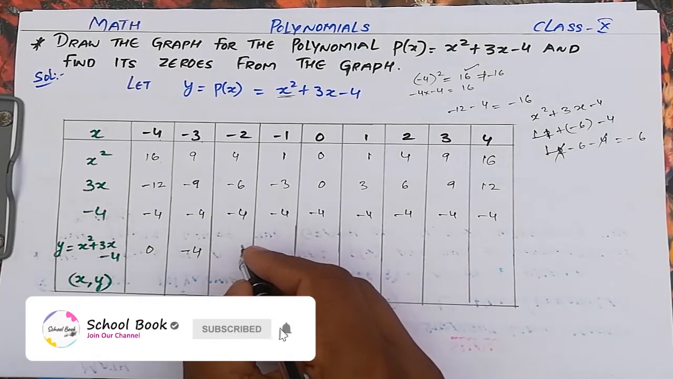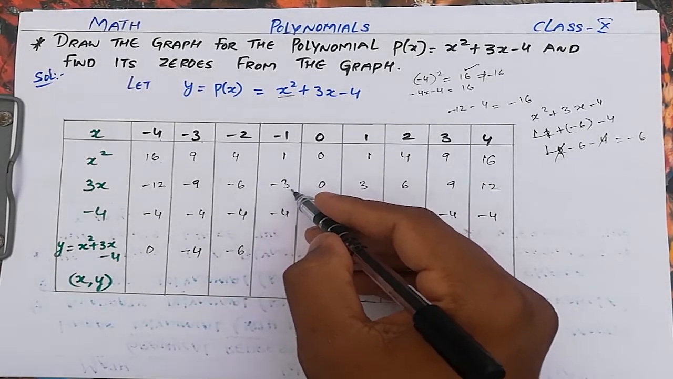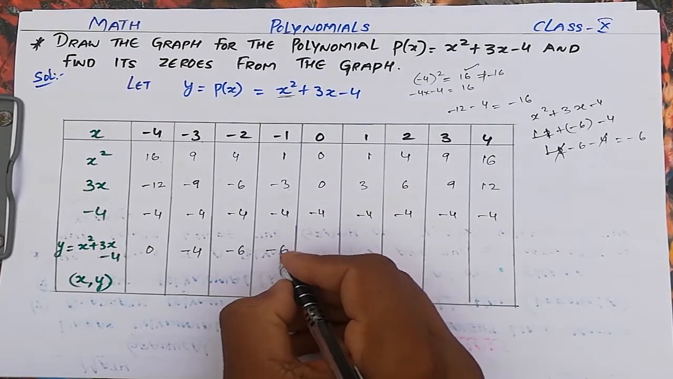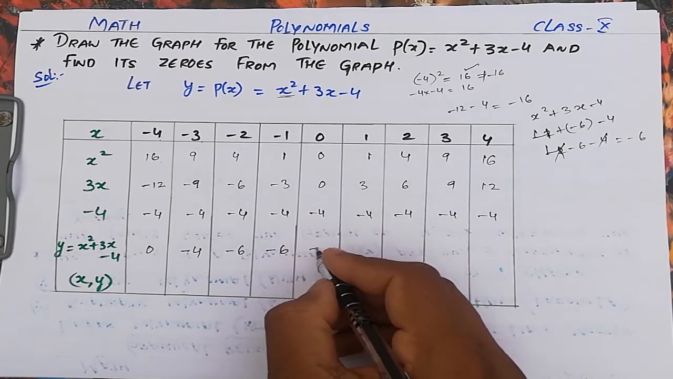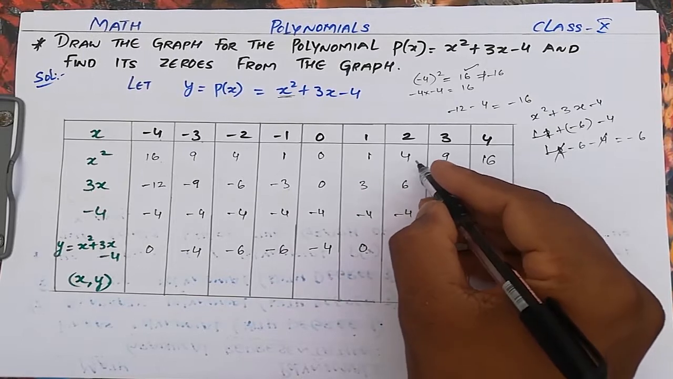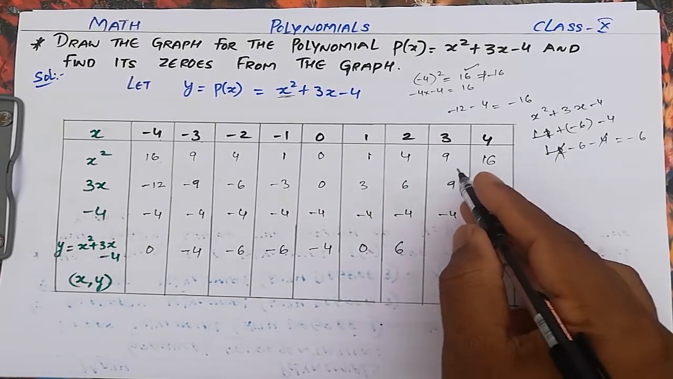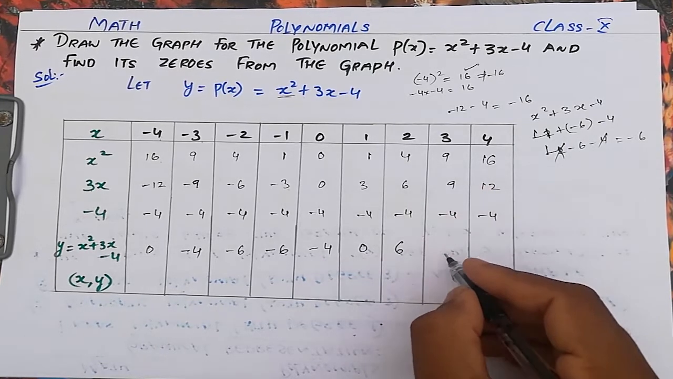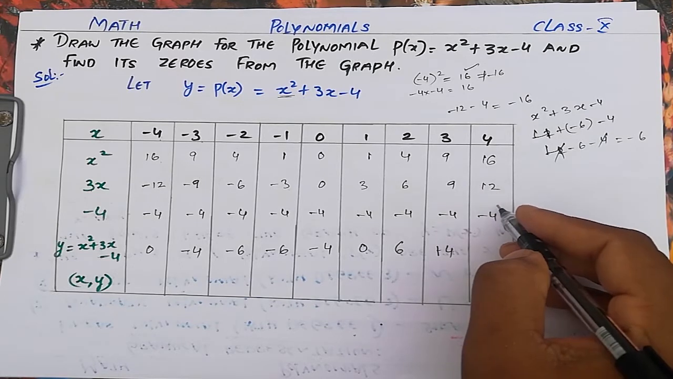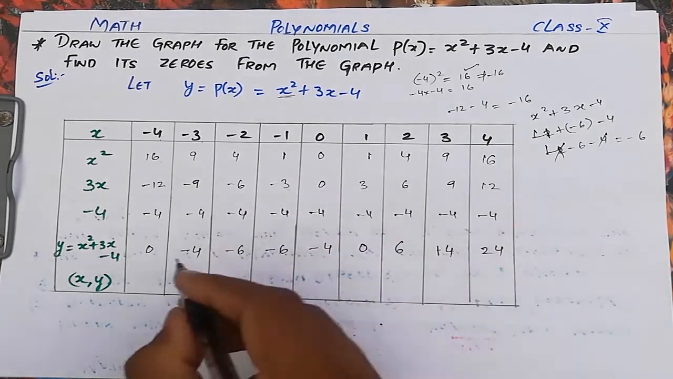So here it is, minus 6, then 1, minus 3 minus 4 is minus 7. So 1 minus 7 is minus 6 again. Here 0, we will get only minus 4. Here 3 plus 1 is 4, 4 minus 4 is 0. Then 4 minus 4 cancel, you will get 6. Then 9 plus 9 is 18, 18 minus 4 is 14. Here 16 plus 12 is 28, 28 minus 4 is 24. So we got the y values.